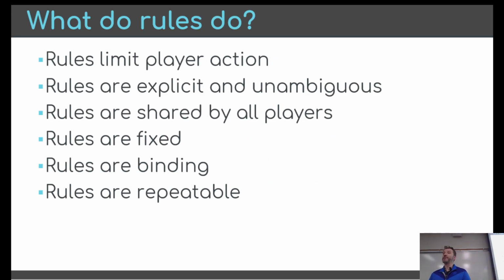So what do rules do in games? They limit player action. They're explicit and unambiguous. They are shared by all players. They are fixed. They are binding. They are repeatable. And as people like to do, people like to break them as much as they can.